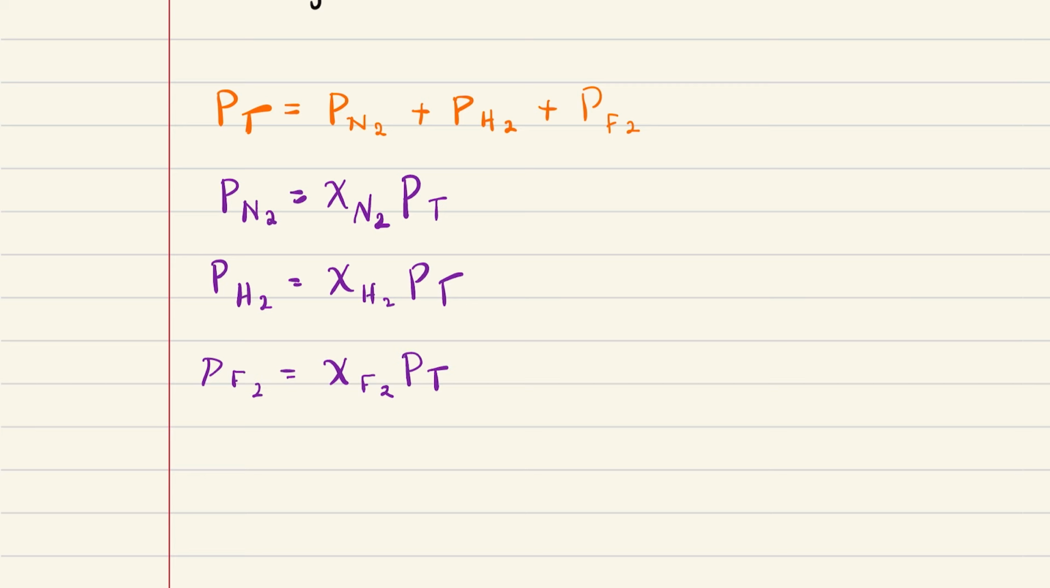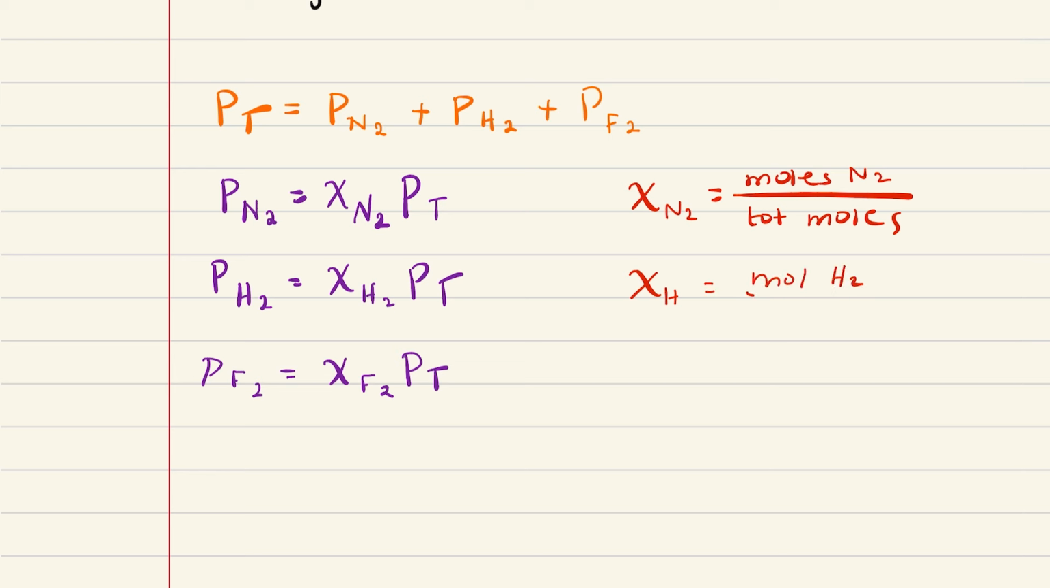Now, how do we figure out the mole fraction for each of these gases? Well, the mole fraction for nitrogen gas is just going to be the moles of nitrogen gas over the total moles. What about for hydrogen gas? It's going to be moles of hydrogen gas over total moles. And the same goes for fluorine gas. The mole fraction of fluorine gas is going to be the moles of fluorine divided by the total moles.